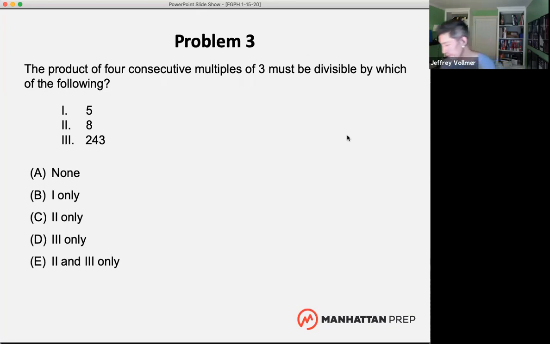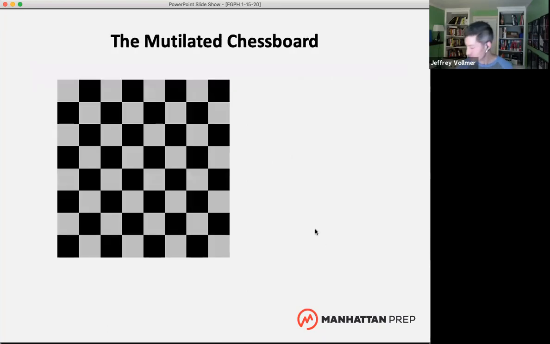All right, we're going to do something a little different to dive into this problem. I wasn't sure how this was going to work, but I've always wanted to do this, but I've never found a good time to do it. We're going to do it now. Have you ever heard of the mutilated chessboard? Of course not. Why would you have?